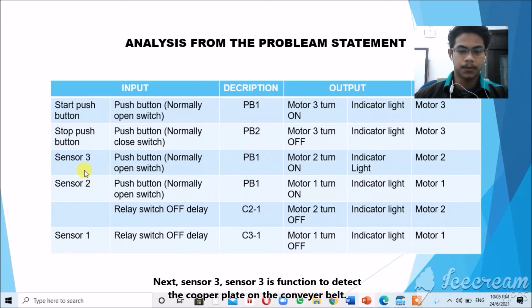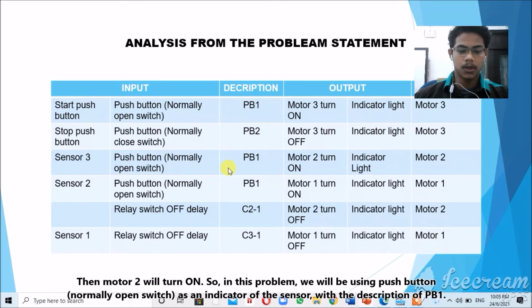Next, sensor 3. Sensor 3 functions to detect the copper plate on the conveyor belt. Motor 2 will turn on. So in this problem, we will be using a push button, normally open switch, as an indicator of the sensor with a description of PB1.